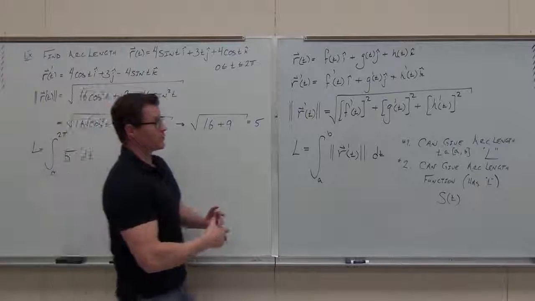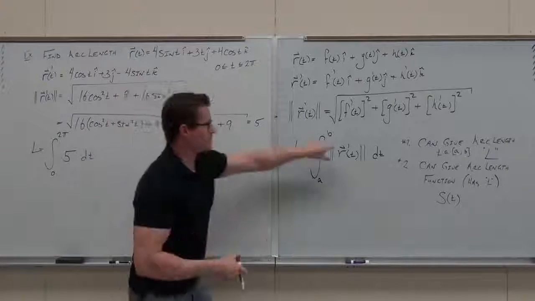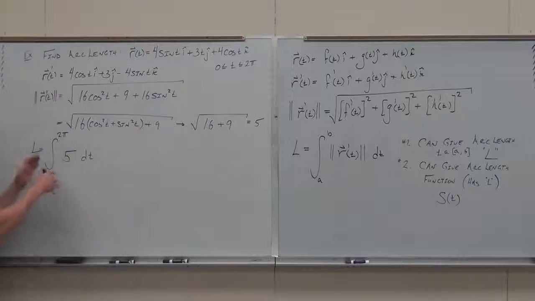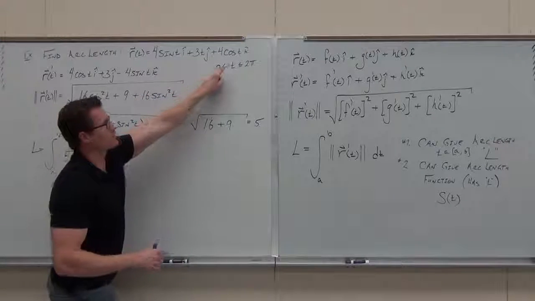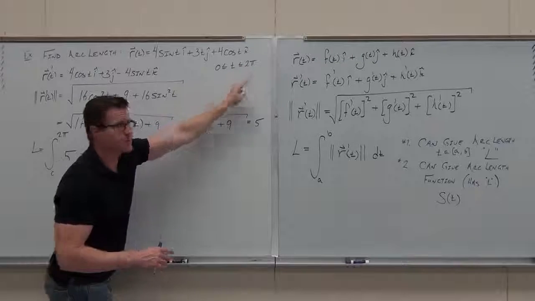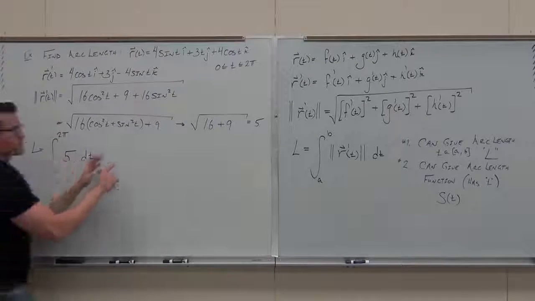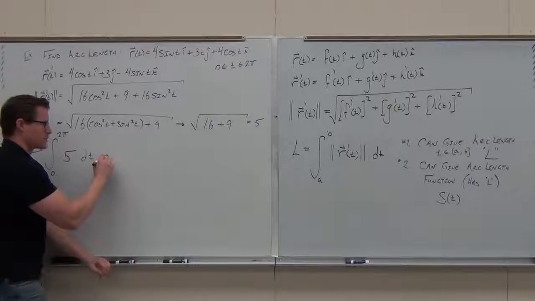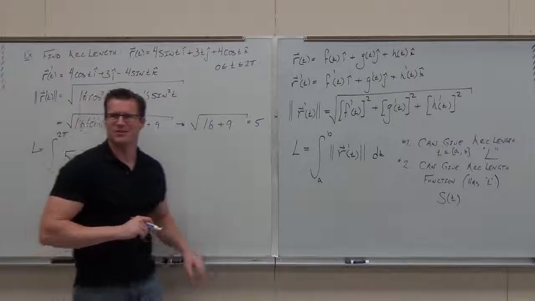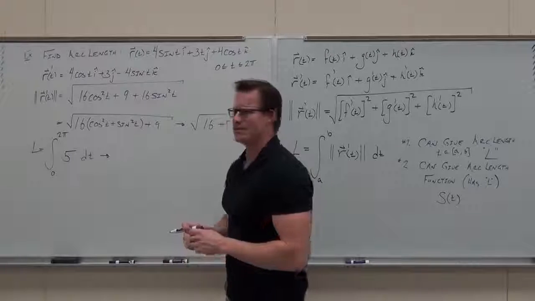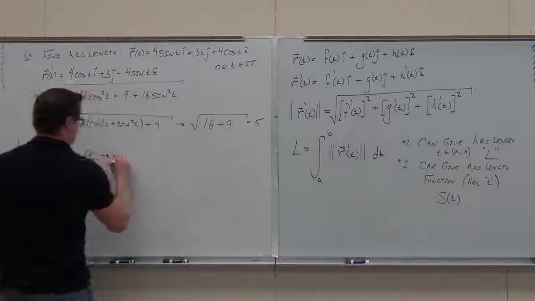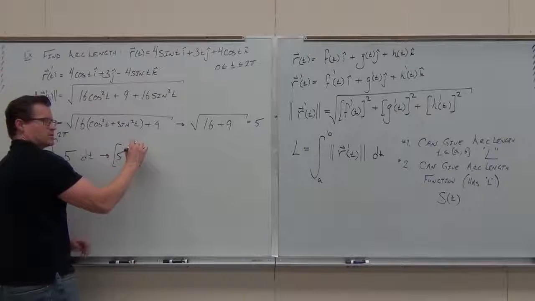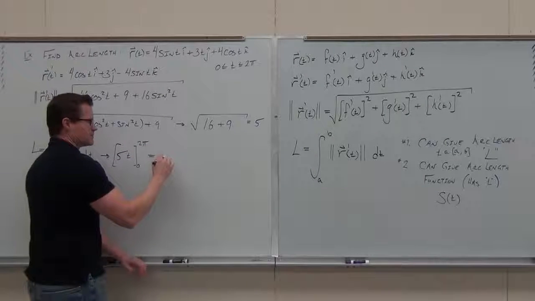dt. So we took our derivative, yep. We took our magnitude, yep. We simplified all the way down to 5. The arc length says you go from where your parameter starts to where your parameter stops. We integrate across whatever we simplified to: 5 dt, pretty much the easiest thing we've ever done in this class. What's the integral of 5 dt? And we're taking that from 0 to 2 pi. How much are we going to get? 10 pi.